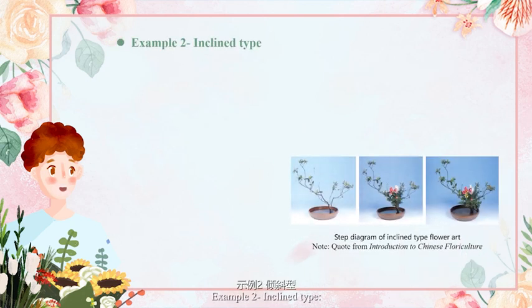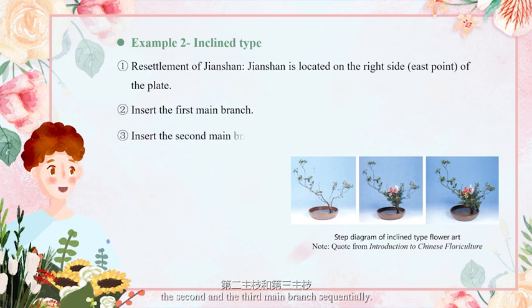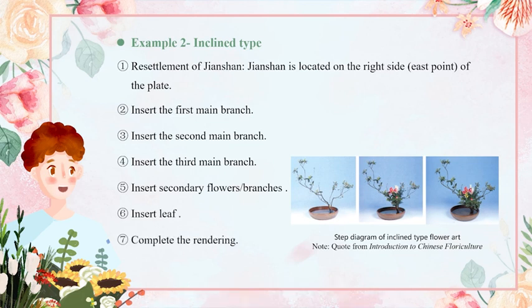Example 2, inclined type. First, put Jianshan on the right side, and then insert the first, the second and the third main branch sequentially. Next, insert the auxiliary flower and branch to finish the work.